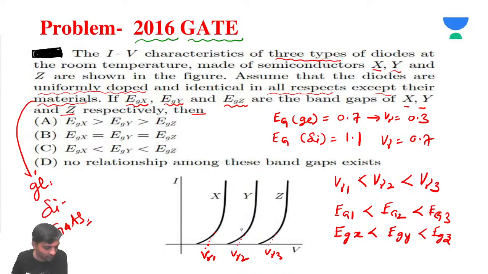Did you understand, Vasu? Based on this concept of energy gaps, if the energy gap is changing, the cut-in voltage is also changing. When the cut-in voltage is less, it means their energy gap is less. Is the point clear? If the cut-in voltages are less, the energy gaps are less. So EGX should be less than EGY, which should be less than EGZ. So the answer is C.